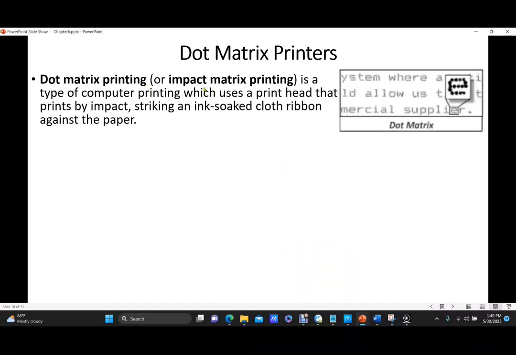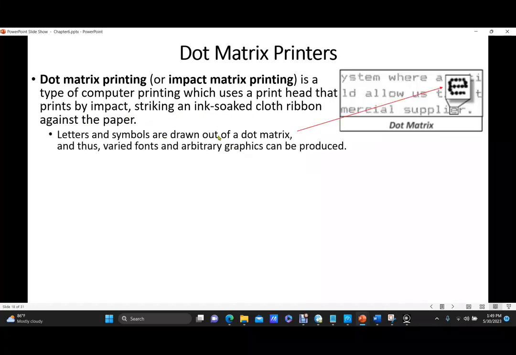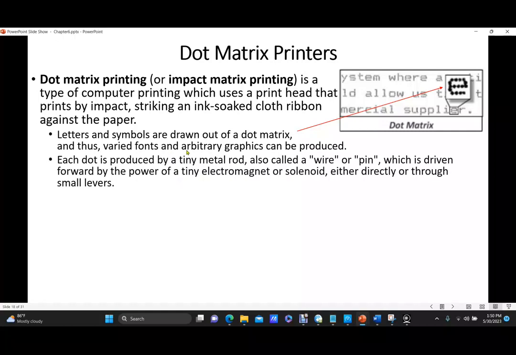Dot matrix printing is a kind of printing that uses a print head that prints by pushing an ink-soaked ribbon against the paper. Letters and symbols are drawn out of a dot matrix, by making a lot of little dots of ink on the page, which allows different fonts and arbitrary graphics to be produced because it draws everything a dot at a time.